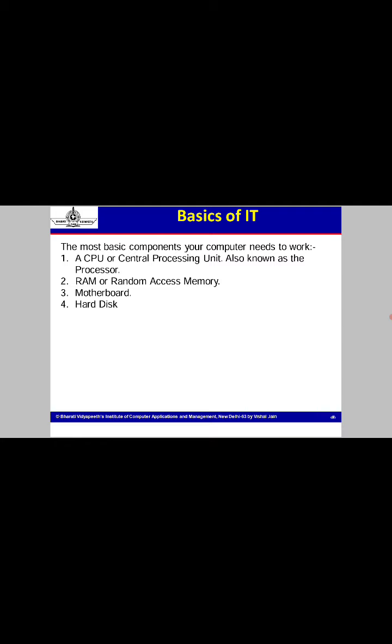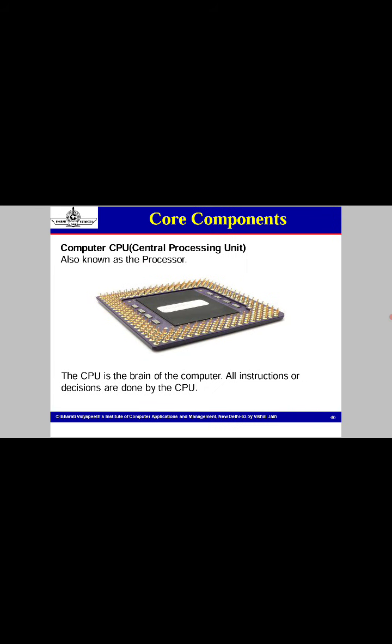Third one is motherboard. Fourth one is hard disk. So this is called a CPU or a central processing unit or a processor.